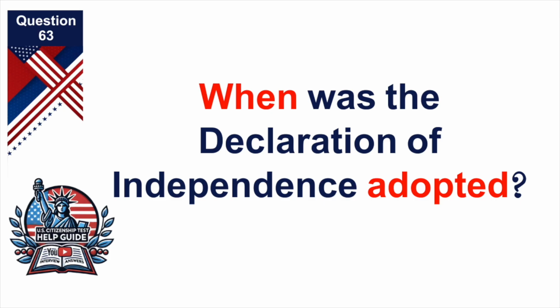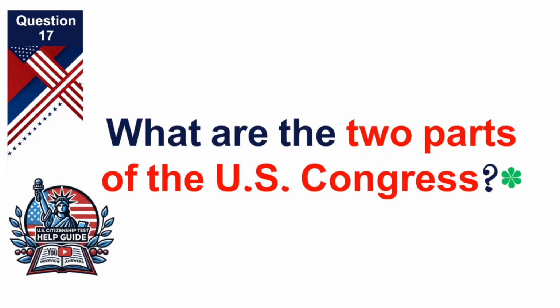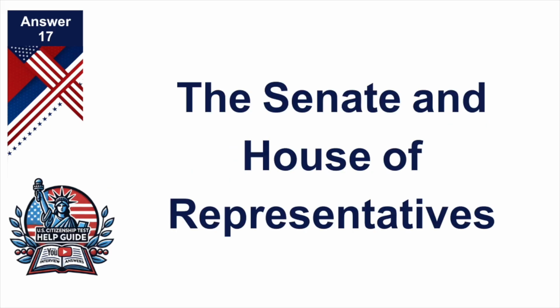When was the Declaration of Independence adopted? July 4th, 1776. What are the two parts of the U.S. Congress? The Senate and House of Representatives.